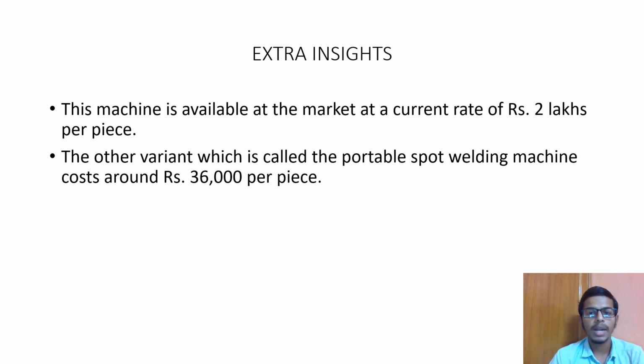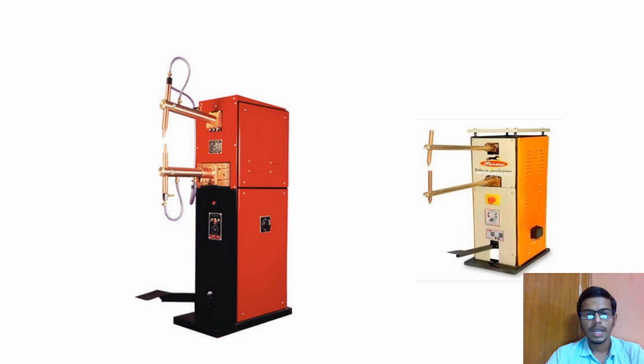The former runs at 50% duty cycle and has a throat depth of 400 mm to 1200 mm. This machine is available in AC and DC versions with a power range between 50 kVA to 300 kVA. The portable spot welding machine has a power range of 8 kVA to 20 kVA and has a depth of 3 to 8 mm. As discussed in the previous slide, these are the two types of spot welding machines. The one on the left is the fixed spot welding machine while the one on the right is a portable spot welding machine.